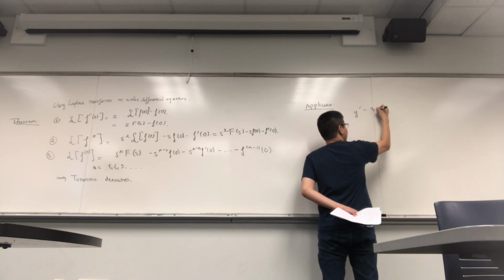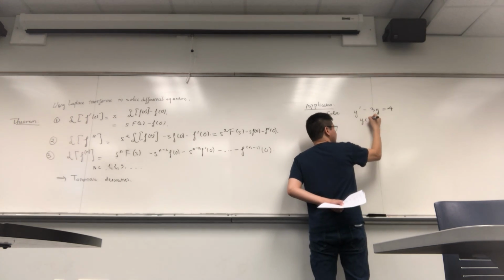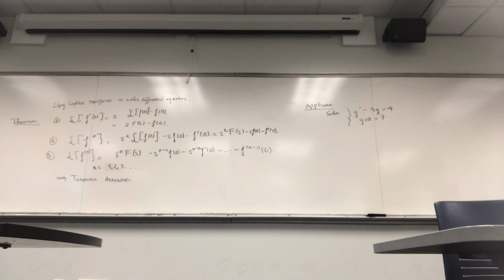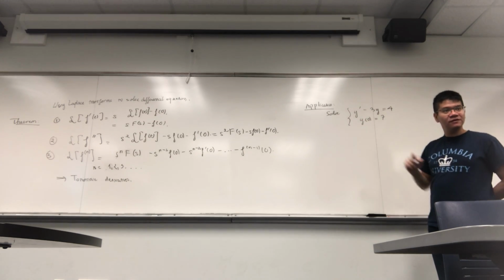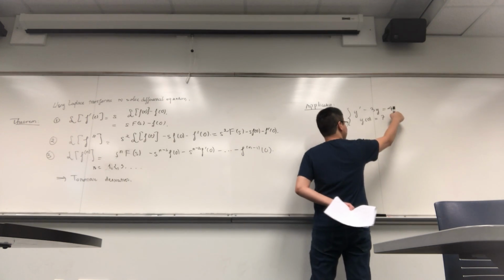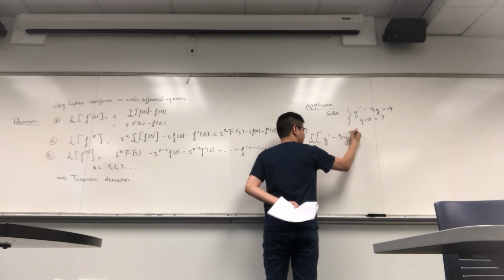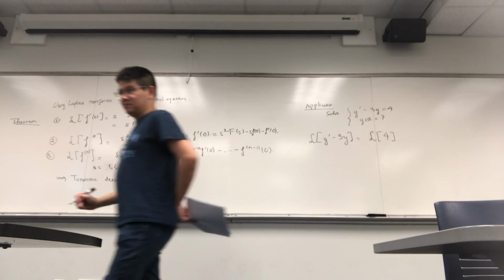y prime minus 3y is equal to 4, in which the initial condition y(0) is given to be 7. Alright, so now we want to use the Laplace transform to solve this equation. You have y prime minus 3y is 4, and then y(0) is 7. So what I'm doing now is that I'm going to Laplace transform both sides, right? I have the Laplace transform of y prime minus 3y is going to be the Laplace transform of 4. Right?